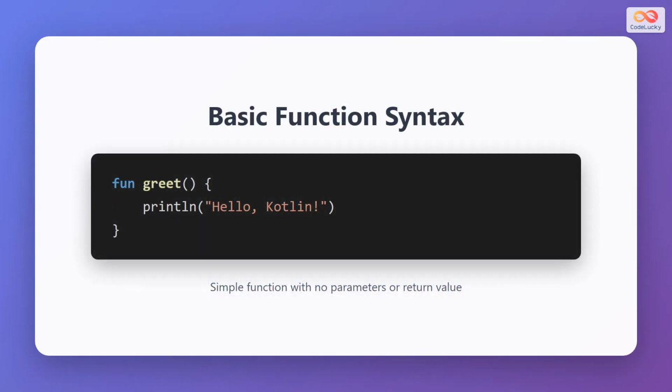Let's start with the simplest form of a function in Kotlin. Every function begins with the keyword fun, followed by the function name. In this example, our function is called greet. The empty parentheses indicate that this function takes no parameters. Inside the curly braces, we have the function body, which contains the code that executes when the function is called. Here, it simply prints hello, Kotlin to the console.